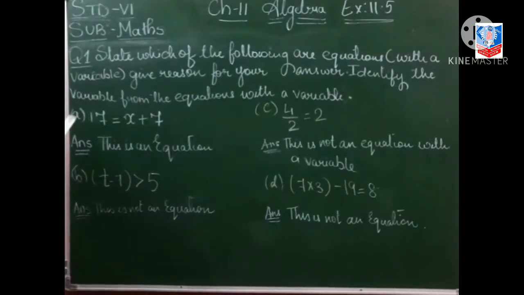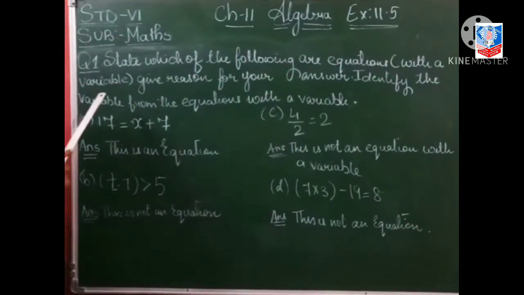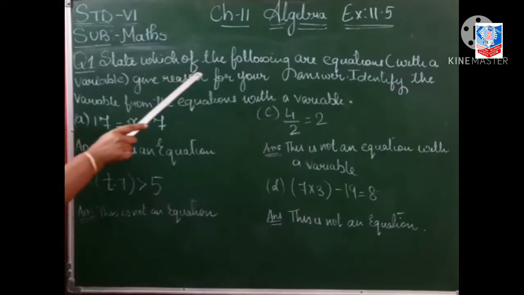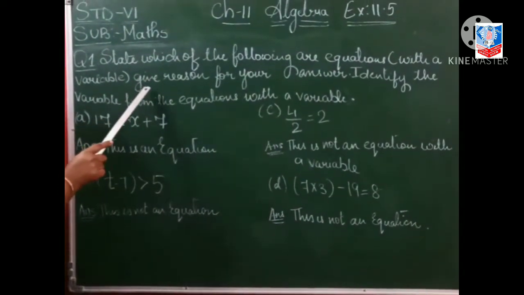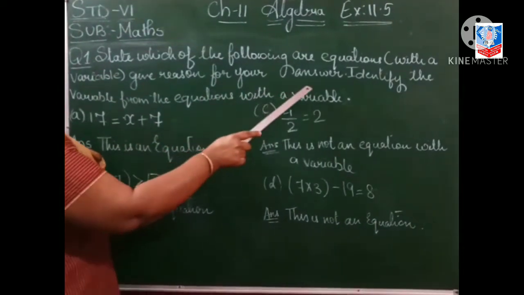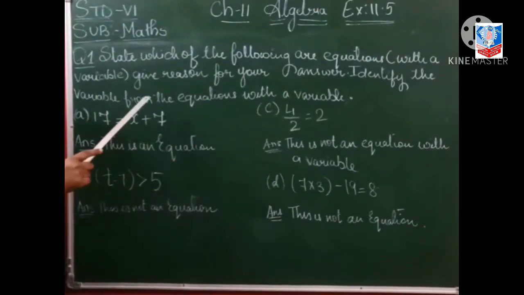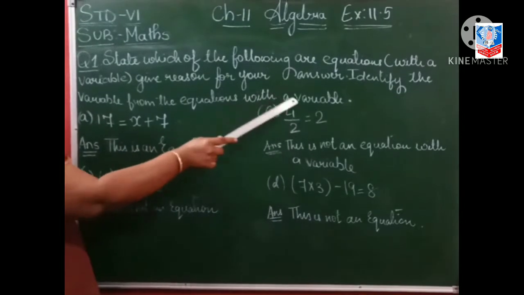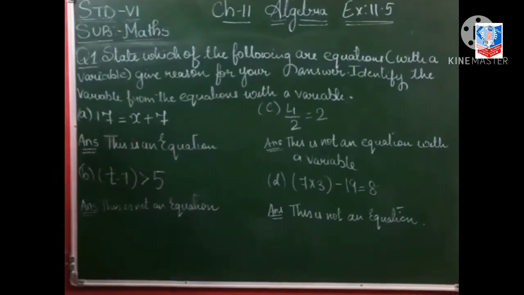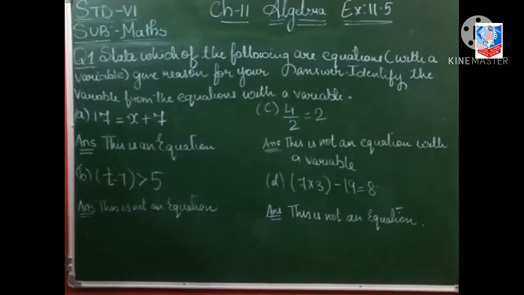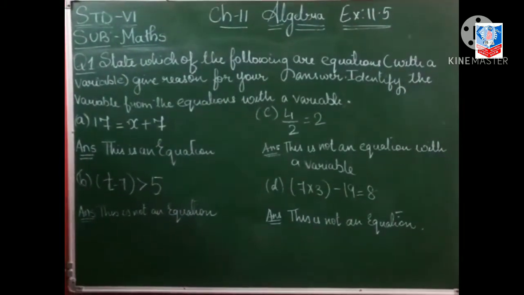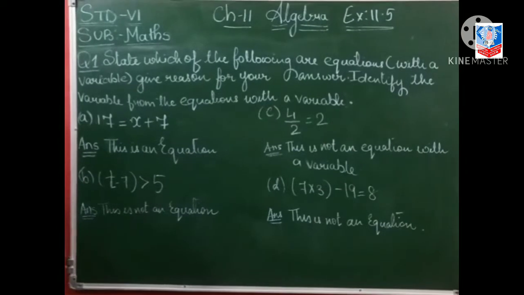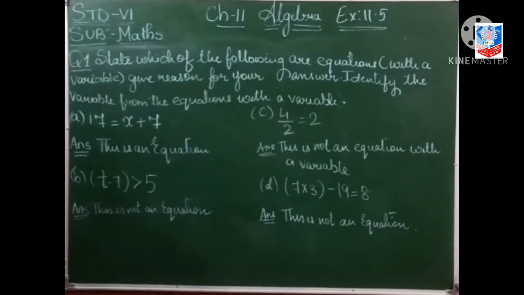Exercise 11.5, question number 1. State which of the following are equations with a variable. Give reason for your answer. Identify the variable from the equations with a variable. Now here we have to pick out equations with a variable only, and you have to say why it is an equation, and identify the variable in the equation.